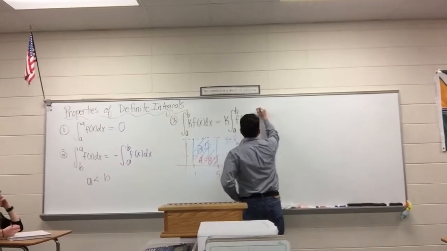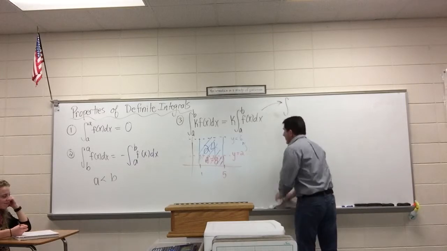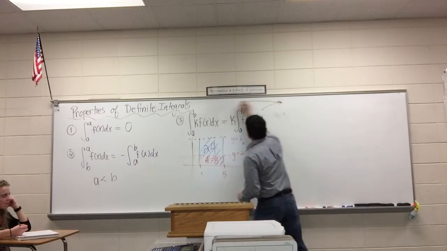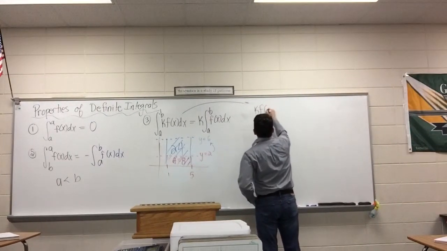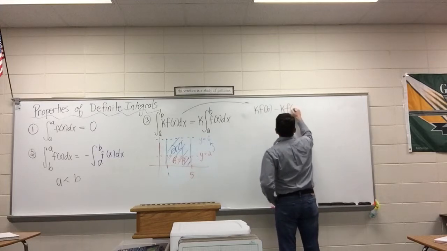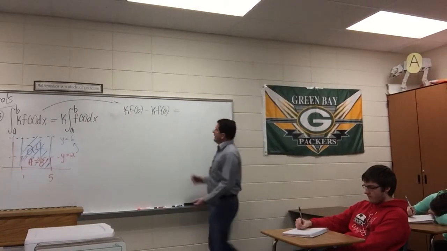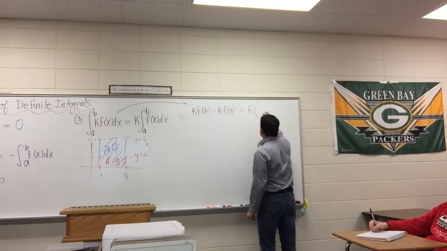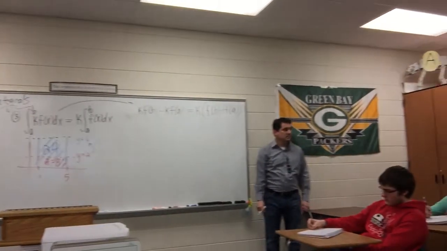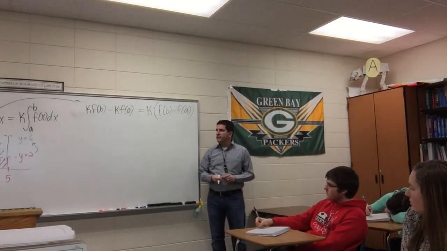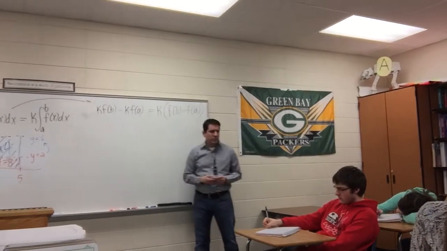Okay, so proof here. If we say the left side, we'll do both of these here. The left side of this is k times F of b minus k times F of a, correct? That's the left side. And then on the right side, it's k times F of b minus F of a. This would be a mathematical proof that demonstrates that they're the same, because we're just using the distributive property.